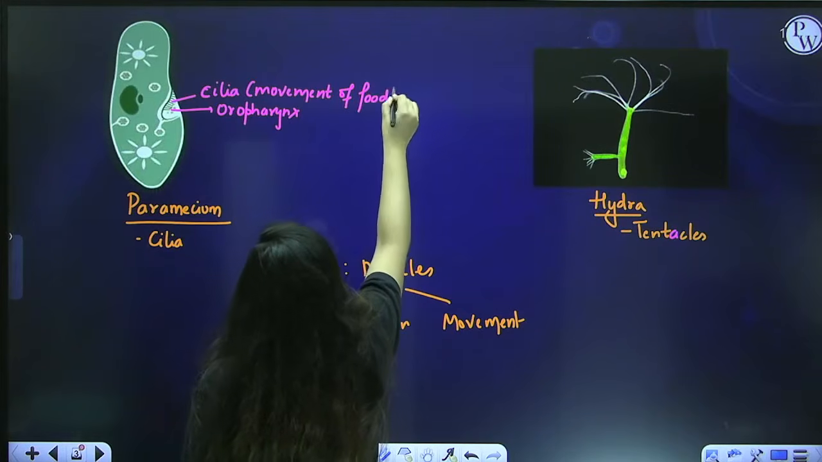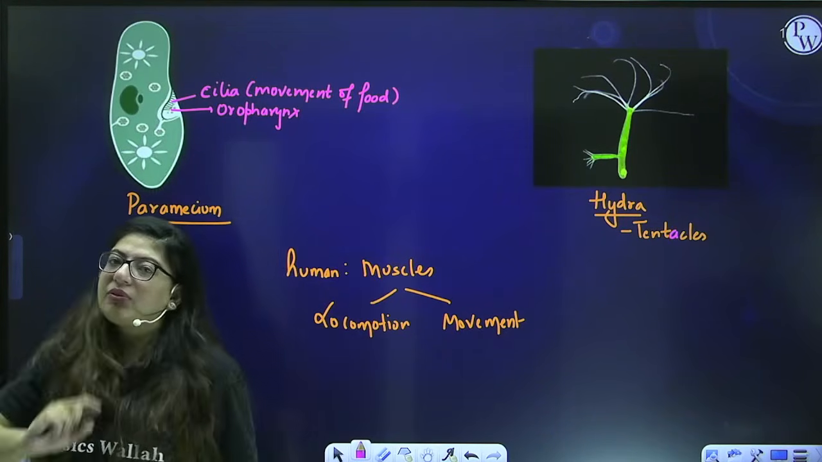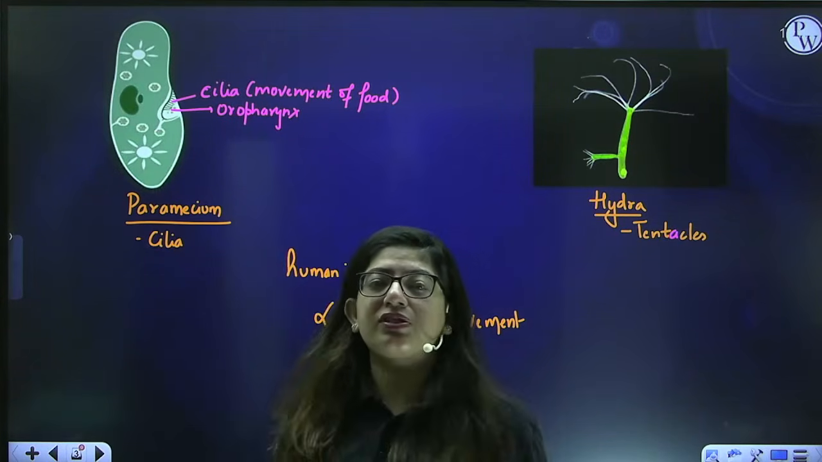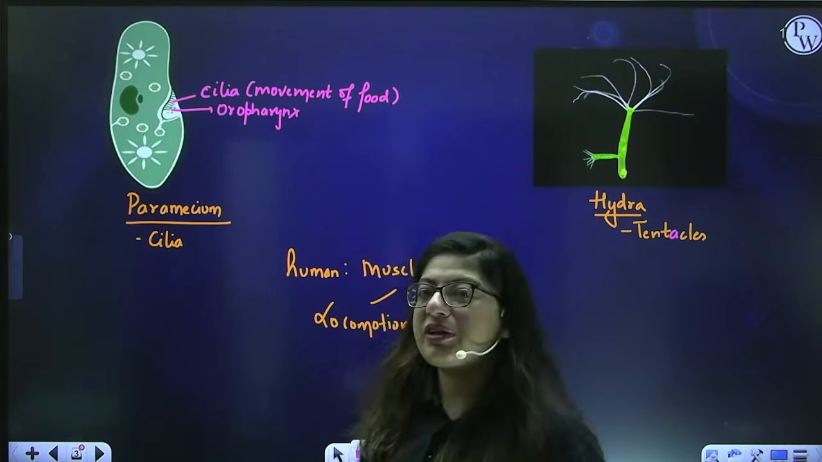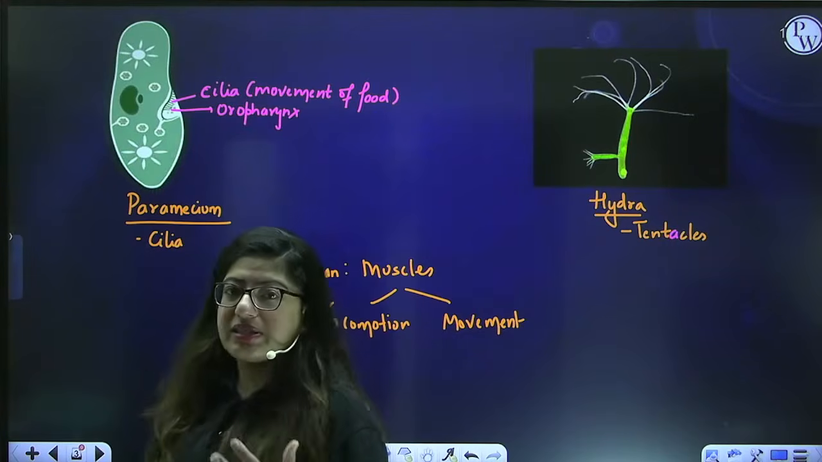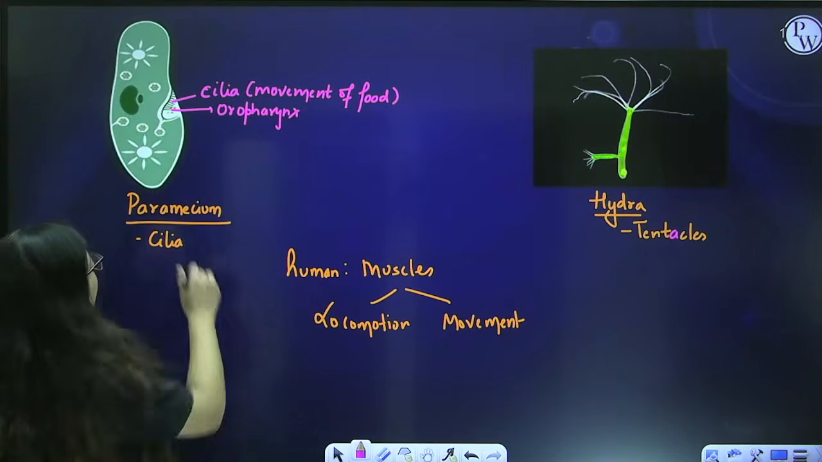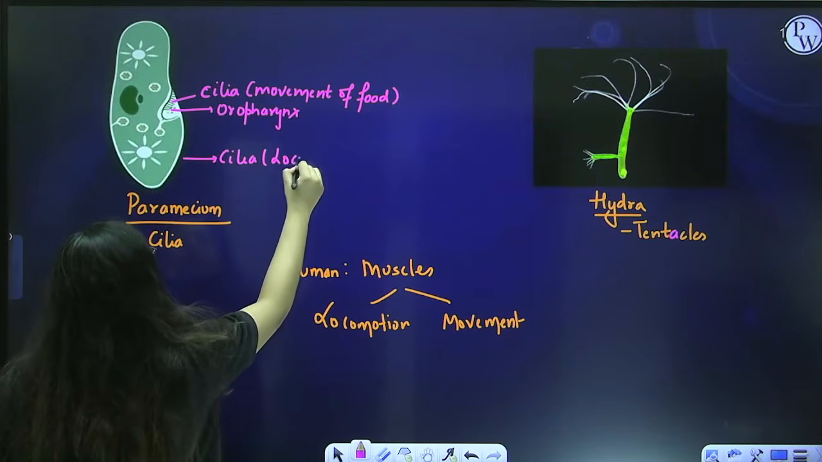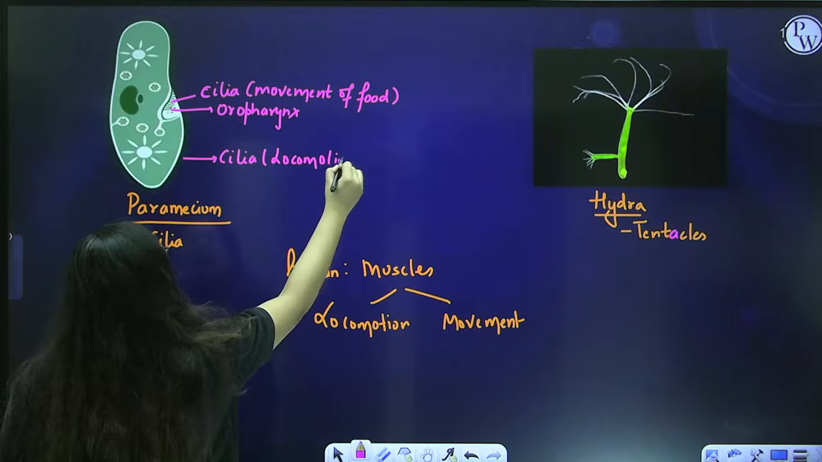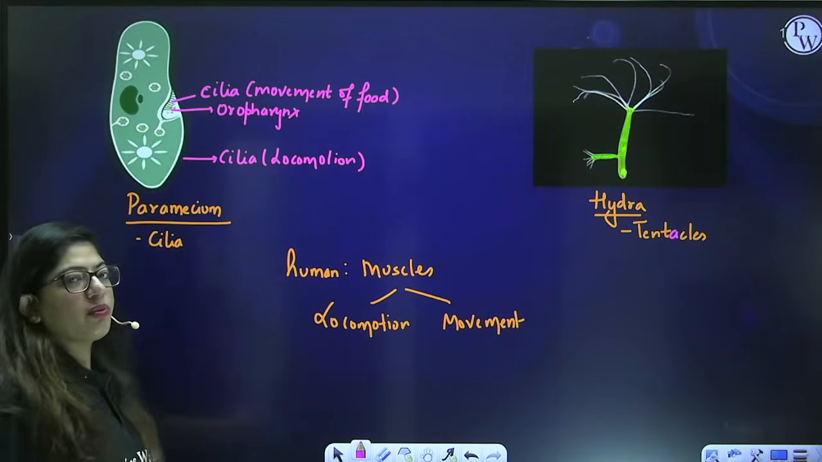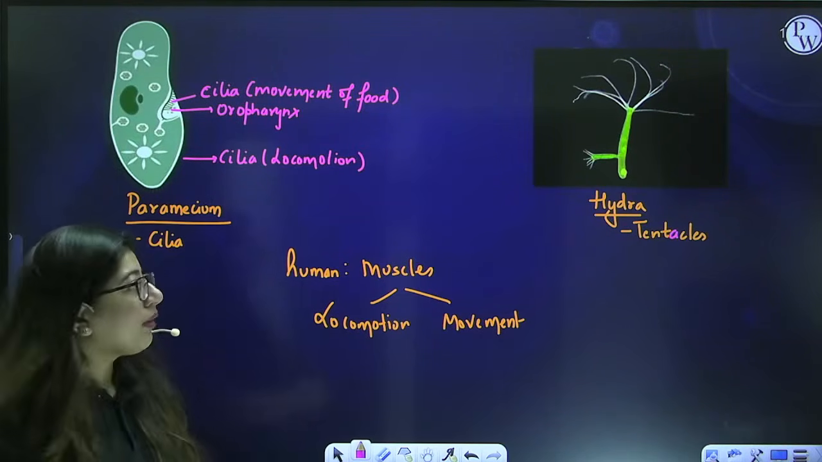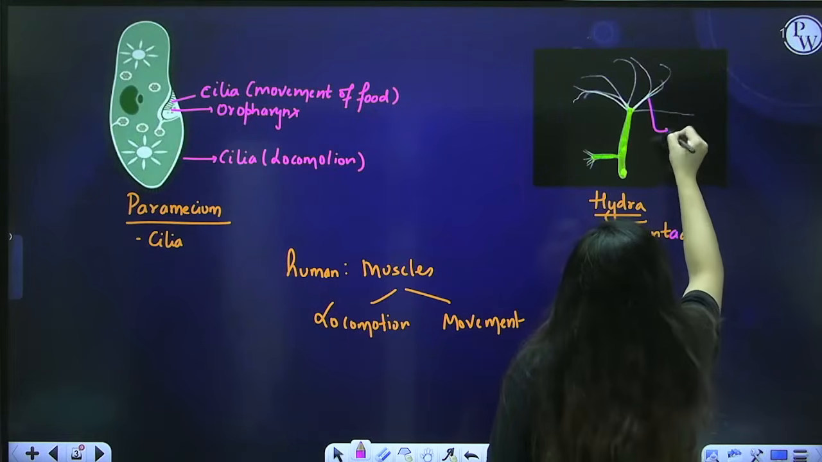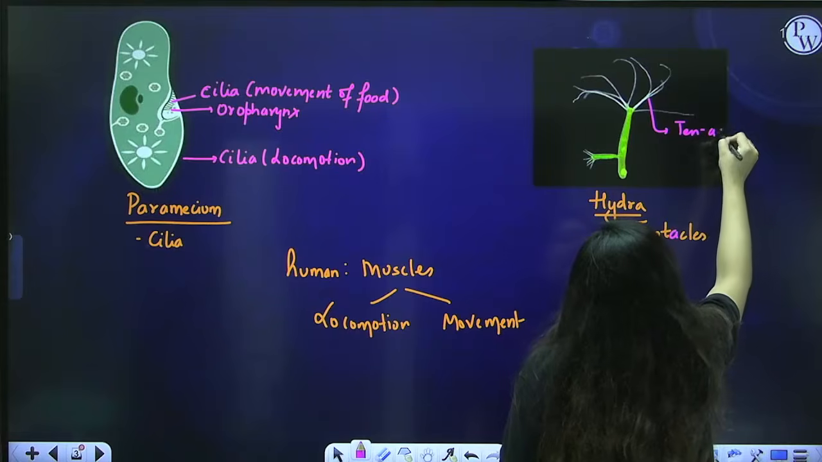So as I've said, the cilia in paramecium help in both locomotion and movement. The movement of food takes place with the help of cilia present in the oropharynx. Also, it has cilia across the body, and these cilia help in locomotion. That means they help the paramecium to displace from one position to another. Now, what about tentacles? These structures are tentacles in the hydra. These tentacles also help in the movement.